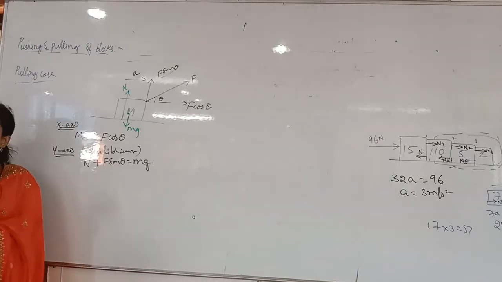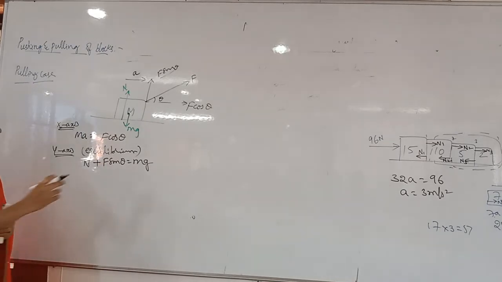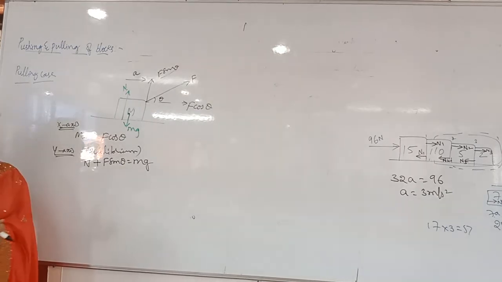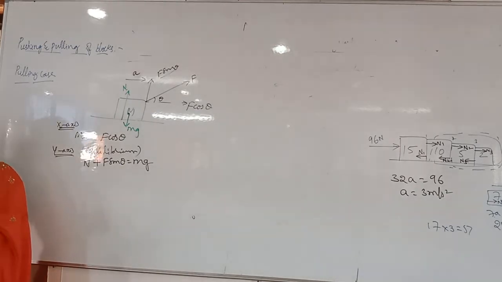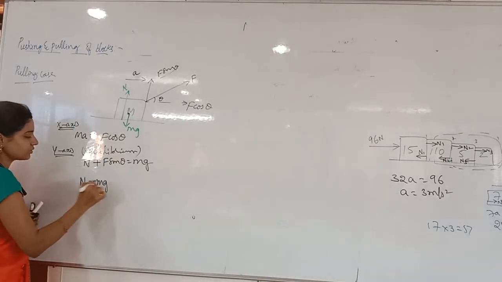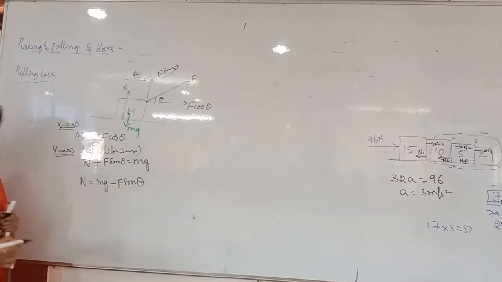Generally, the weight of the body is equal to the normal reaction, always, whenever it is at rest. Now, is the weight of the body increasing or decreasing? Increasing by how much here? F sin theta. In the case of pulling, the weight of the body will increase. Otherwise, you can say the normal reaction will decrease. Why? Because N is equal to mg minus F sin theta.